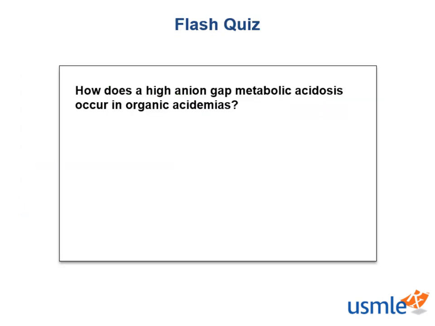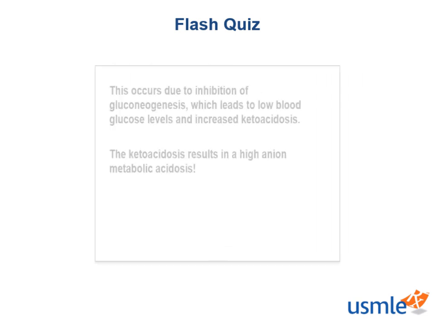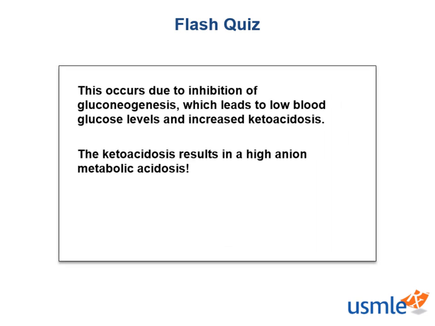Okay, time for a quick flash quiz. How does a high anion gap metabolic acidosis occur in organic acidemias? This occurs due to inhibition of gluconeogenesis, which leads to low blood glucose levels and increased ketoacidosis. The ketoacidosis results in high anion gap metabolic acidosis. This lab value can also support the diagnosis of organic acidemias.